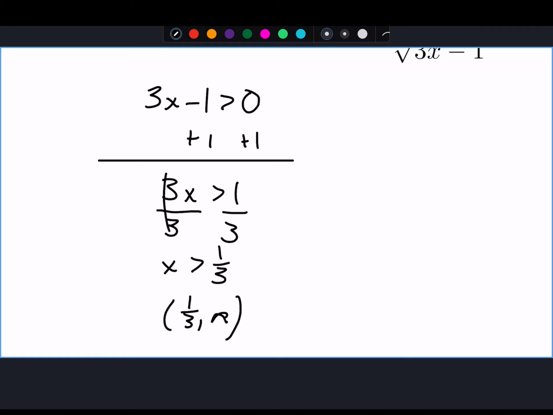Parentheses on both. This is the case where if we have a square root, that we end up with a parenthesis rather than a bracket because it's not included. Any questions? Straightforward. Up and down for yes, side to side for no.